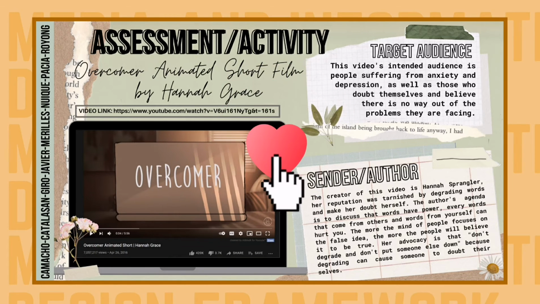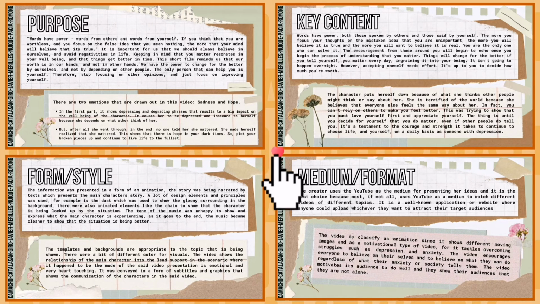The title of the animation is Overcome. In this activity, we learned how to identify the audience, who the author is, what the purpose of this video is, the key content, form, style, and the medium format that the author used. Learning how to identify these elements will help us know different aspects of a motion media.